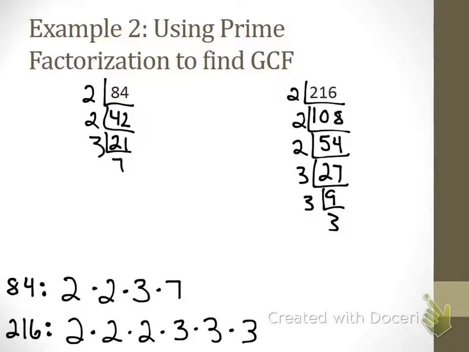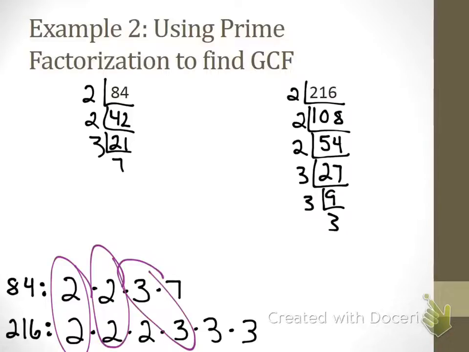Okay? If you don't have this, go ahead and copy this down right now. Does anybody see a common factor that both numbers share? Deja? 3. Very good. What's another common factor? 2. And do I have another group of 2s? Very good. So 2 groups of 2s and a 3.